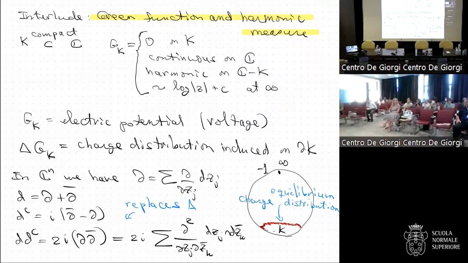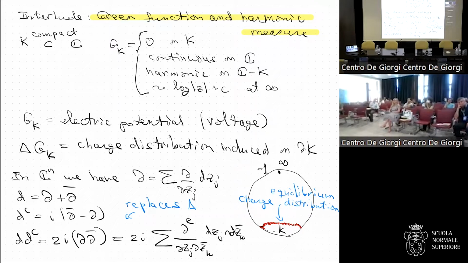So when you're in this situation, you can think of this Green function as representing electrical potential or voltage. And when you apply the Laplacian, that gives you the charge distribution that's induced on the boundary. So you can think of this as being inside the Riemann sphere. So I've compactified C to the Riemann sphere. At infinity, I put a negative unit charge, and I look at how everything distributes itself. If K is a conductor, that induces a charge on K. And so that charge is the Laplacian here.